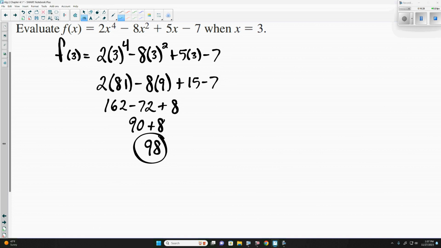Well, f of 3 is just saying we're evaluating it for when x is 3. Or really, we can say that f of 3 is equal to 98.